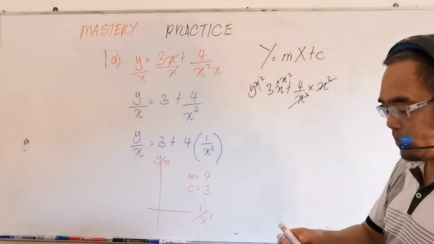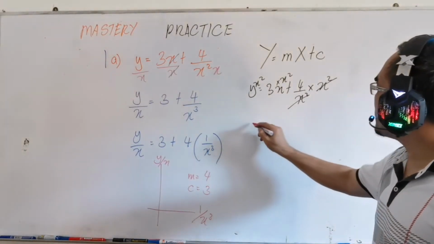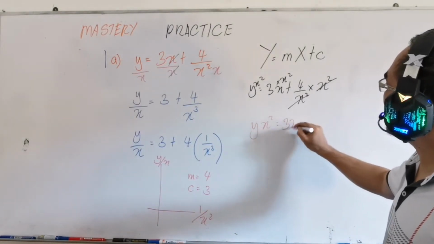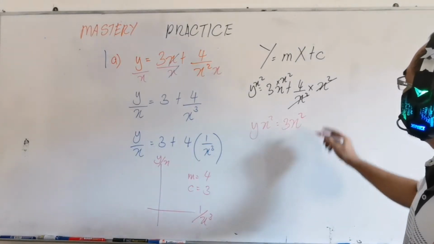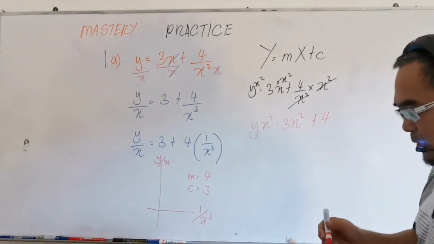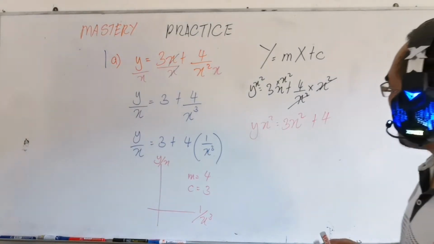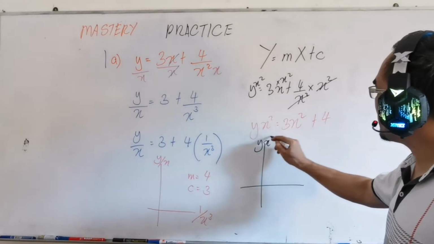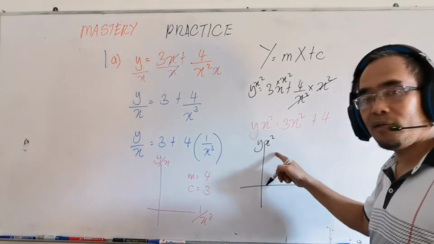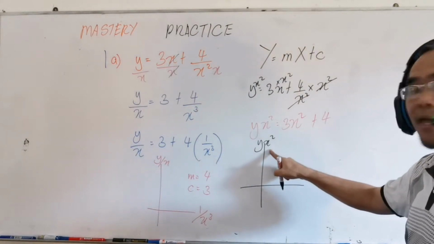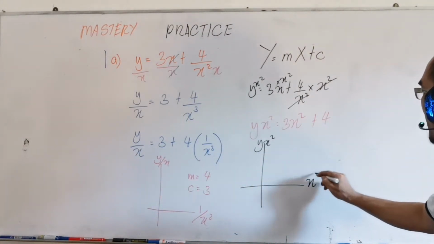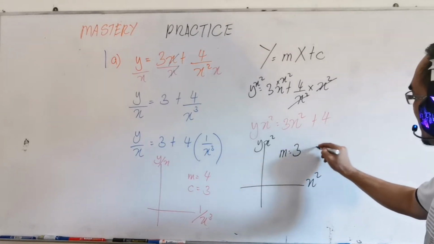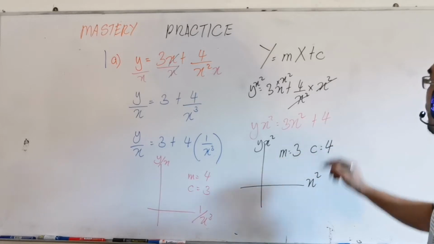So the equation will be yx squared equals 3x squared plus 4. So in this case, when we draw the graph, the y-axis becomes yx squared, and the x-axis becomes x squared. M is 3, c is 4.